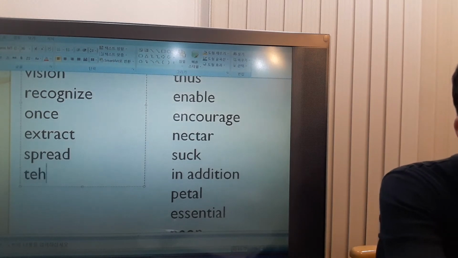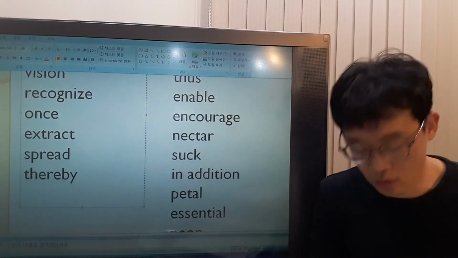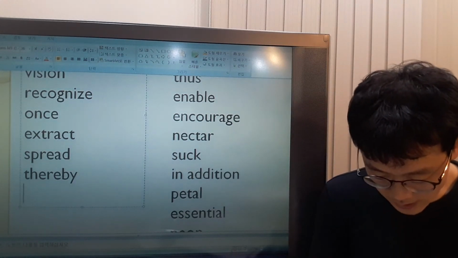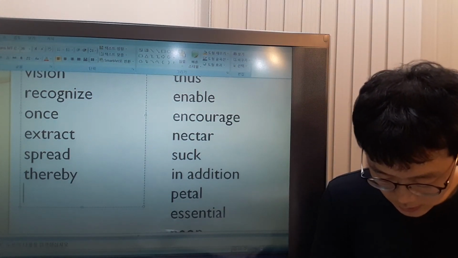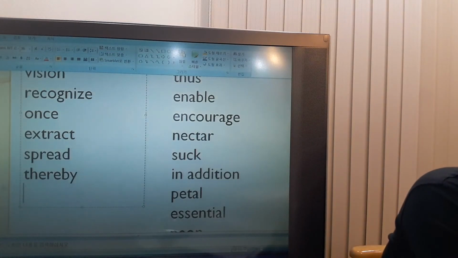Thereby, what does that mean? Thereby means by that or with that. Okay? Fertilizing the plant's ovules. Okay? So let's go to the next part.